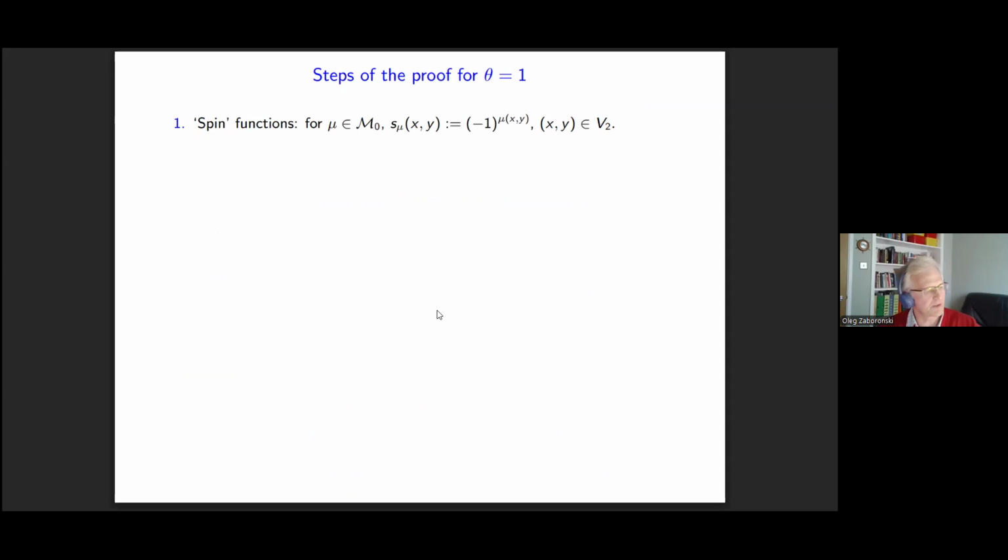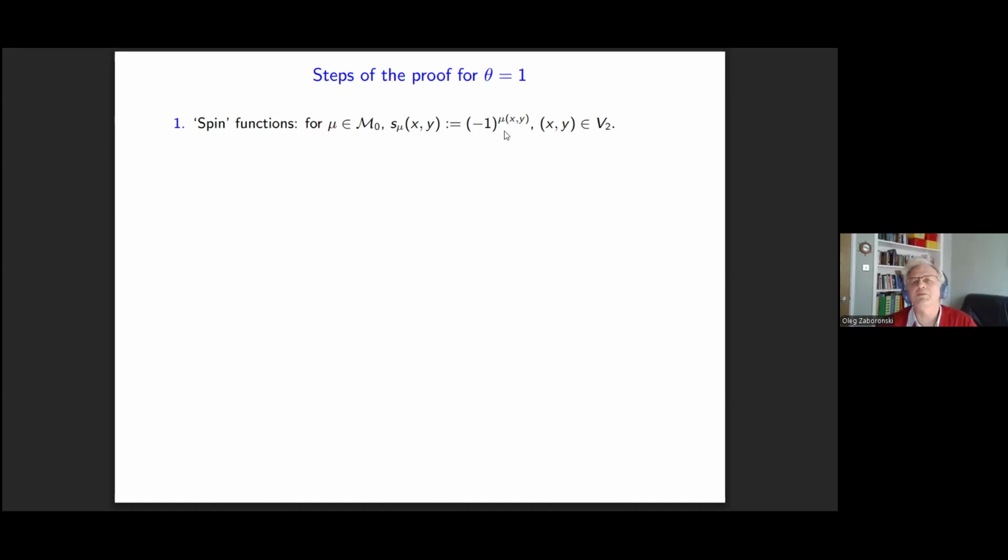So let me give a very rough sketch of the proof. If we have an initial condition, a measure in M naught, I will also restrict myself to analyzing the case when theta is equal to 1. I'll give the reference where you can look at the full proof at the end of the talk. And okay, so here are our spin functions.